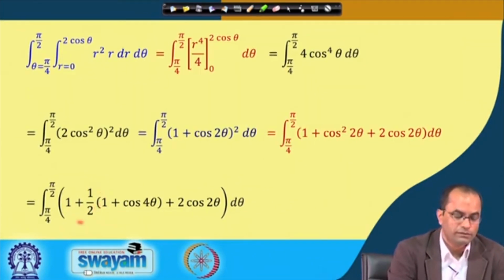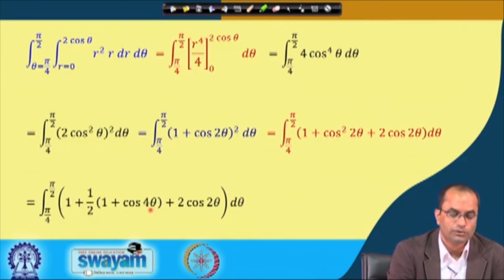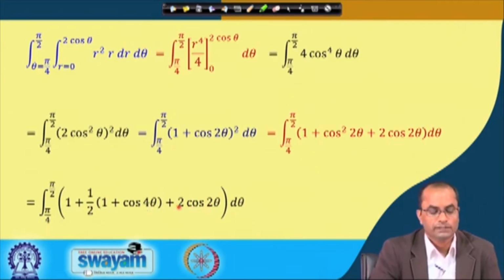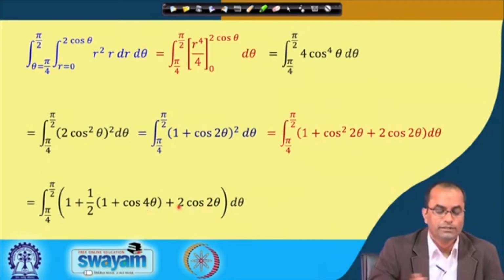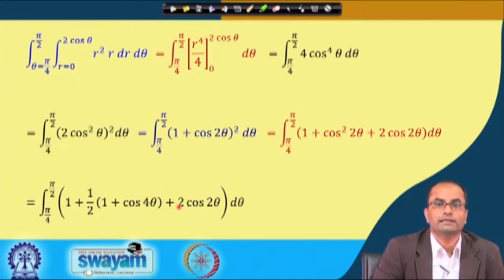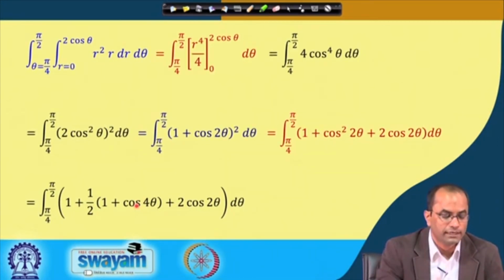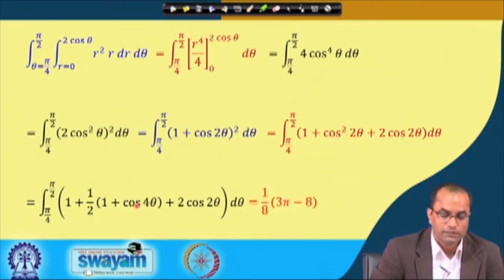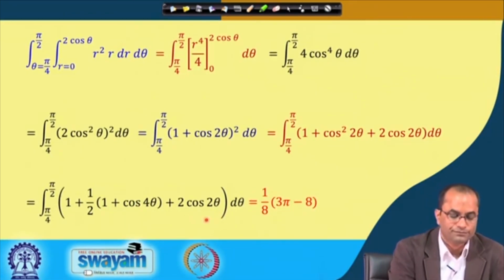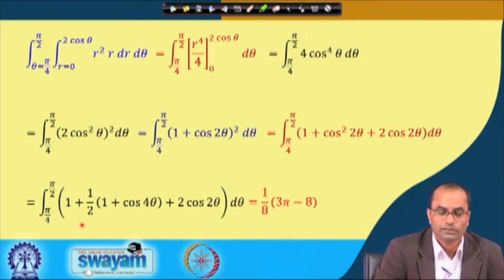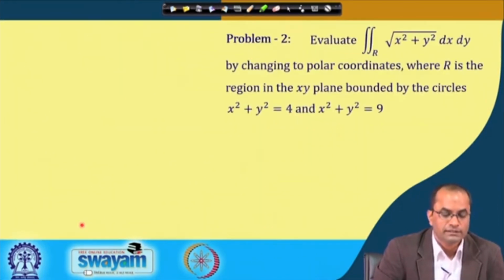So, this will be the constant term, then we have the cos 4 theta, and then we have here cos 2 theta which will come as sin 2 theta, and cos 4 theta will also become sin 4 theta, and then we need to put the limits there. Finally, with this simplification we will get 1 by 8 times 3 pi minus 8.